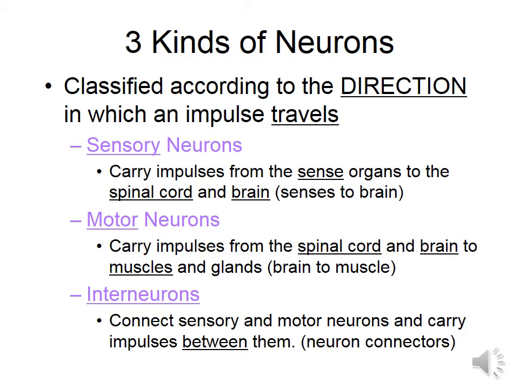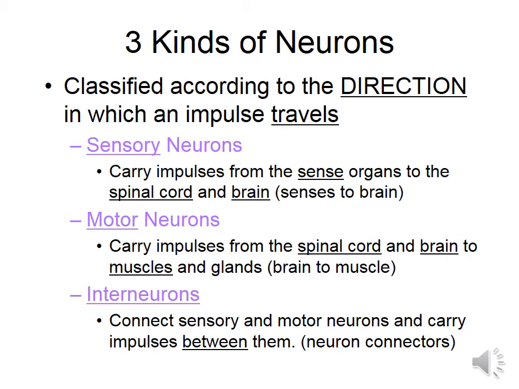Motor neurons. Motor neurons carry impulses away from the brain and spinal cord to the muscles and glands. So basically, brain to muscle. So it takes the information back out. So like you see something coming at your head, and that information goes to your brain through sensory neurons. The brain sends out "duck", that would be going out through motor neurons. That information to duck would be a motor neuron thing.